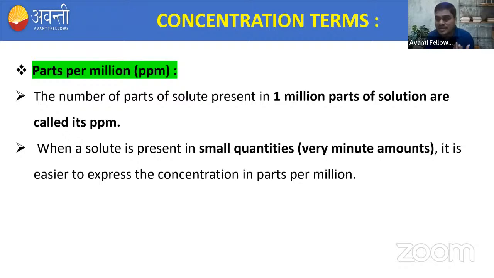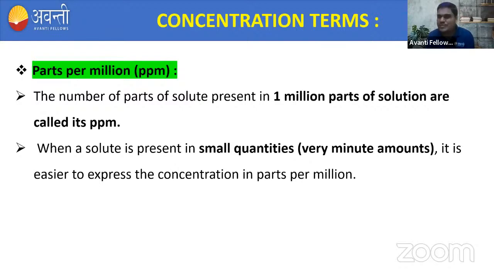That is, how much is present out of 100? If they are giving 20%, it means there are 20 gram out of 100 gram. If they are giving 20% volume by volume, we are saying 20 ml out of 100 ml. But in case of ppm, that is 1 part per million.